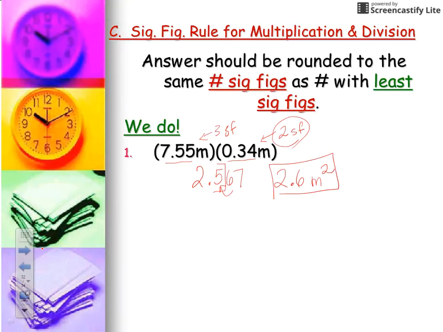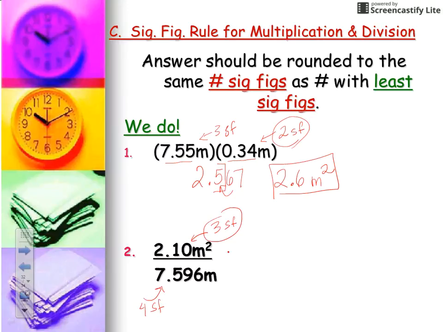Let's look at one final example. Here we're dividing. So we have 2.10 divided by 7.596. So our numerator has 3 significant figures. The trailing 0 counts because of the decimal here. Our denominator has 1, 2, 3, 4 significant figures. So 3 sig figs is our least sig fig. We're going to divide and we're going to round our answer so it has only 3 sig figs.